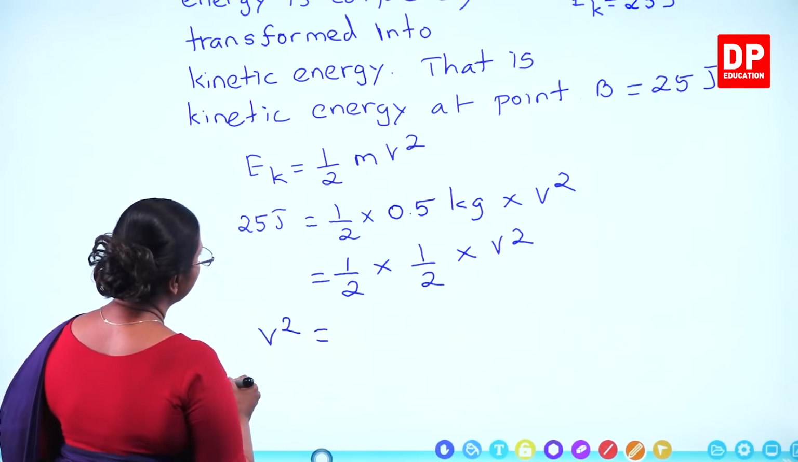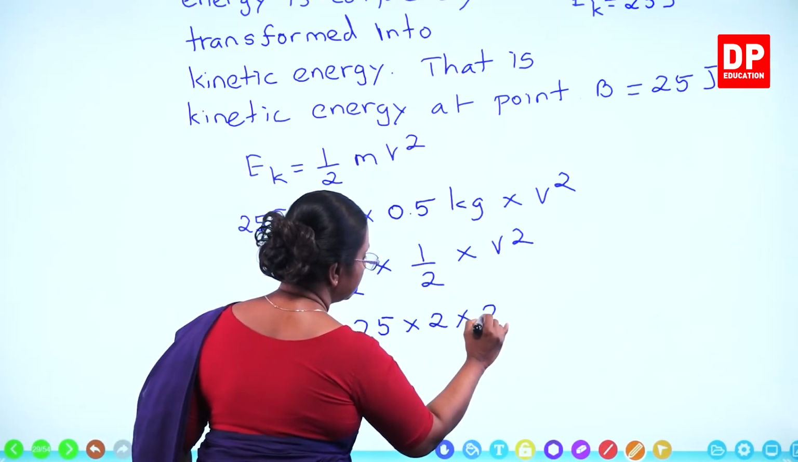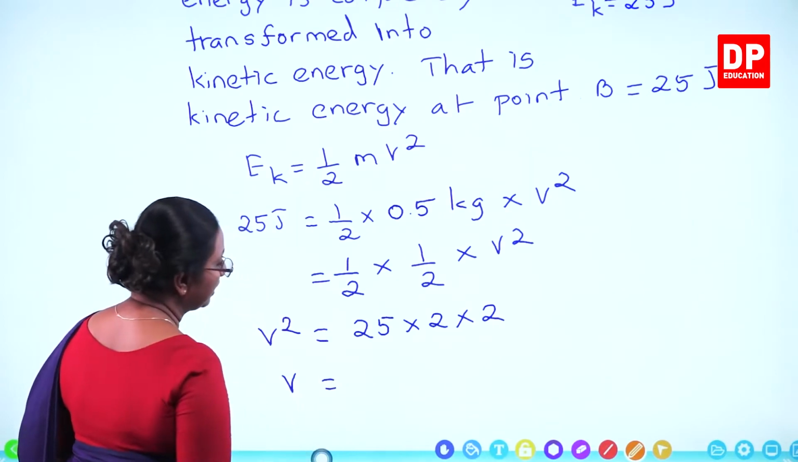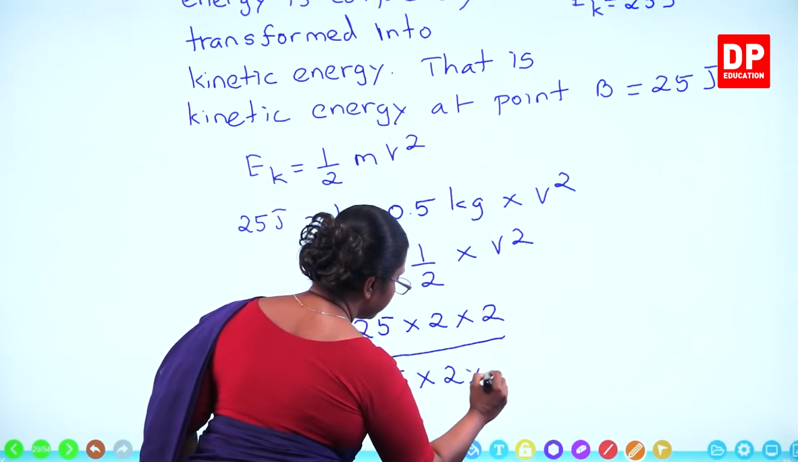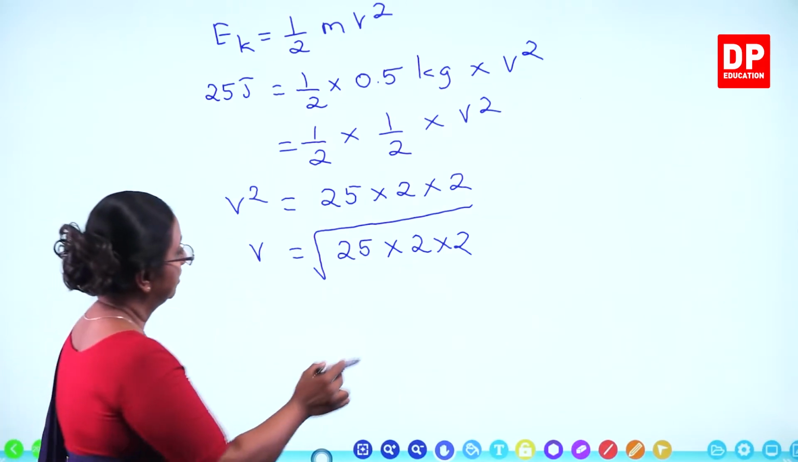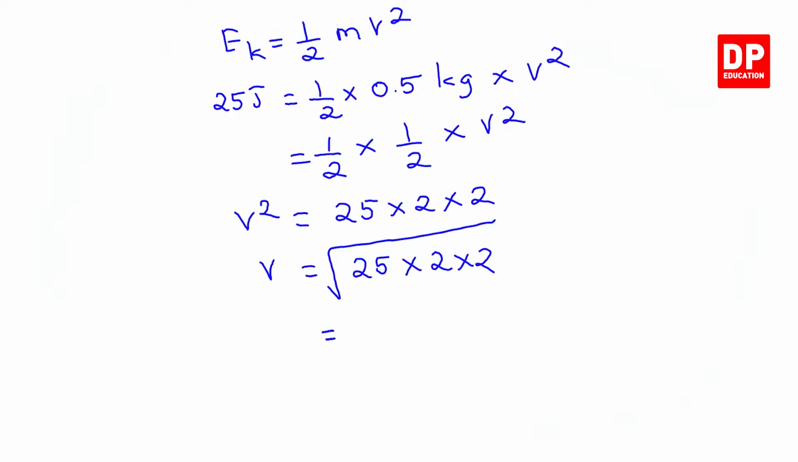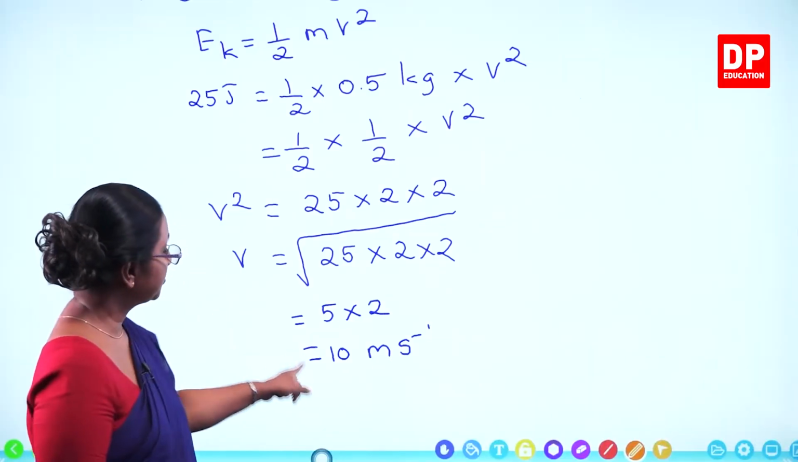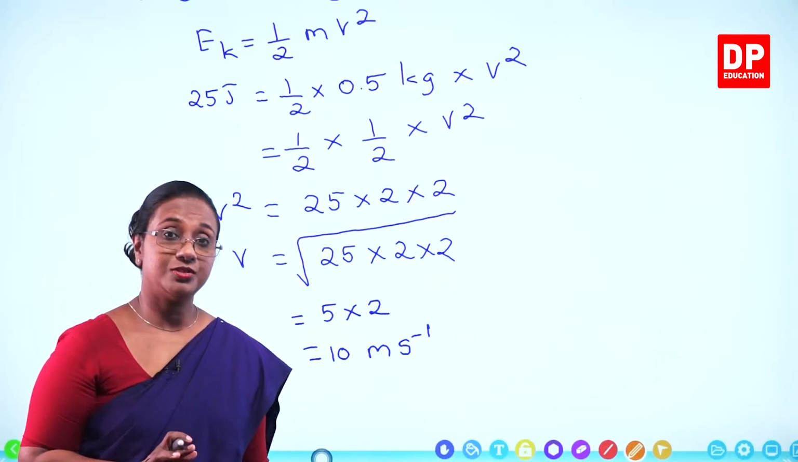V squared, if you rearrange, 25 into 2 into 2. So V, you need to get the root of 25 into 2 into 2. So you all know root of 25 is 5. 2 into 2, so that's 2 squared. So the root of that is 2. It is going to be 5 into 2. So that is 10 meters per second. So velocity is 10 meters per second. Is that clear to you all students?